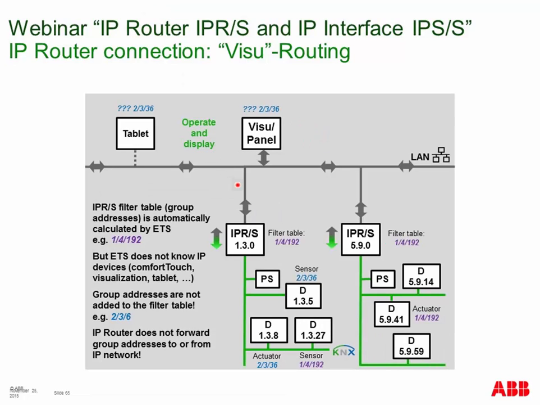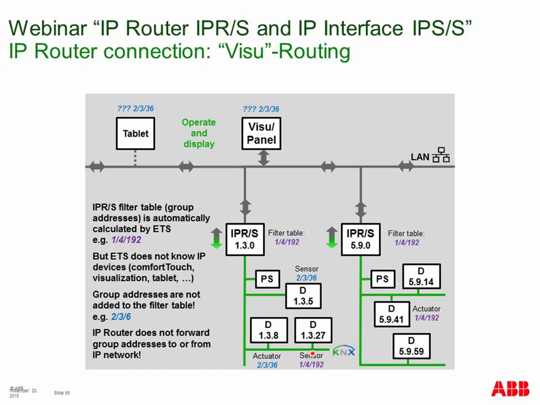But be careful. Routing means that the visualization is listening to the KNX Net IP telegrams here on our network system. The visualization does not listen to what happens in the lines. It listens to the KNX Net IP telegrams.